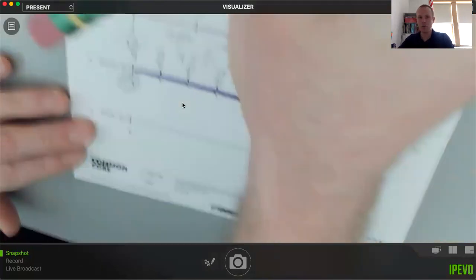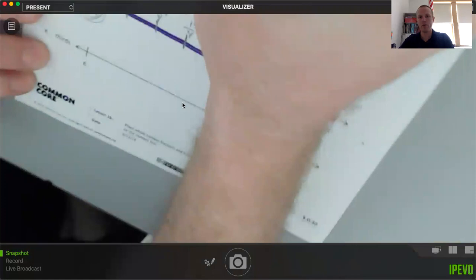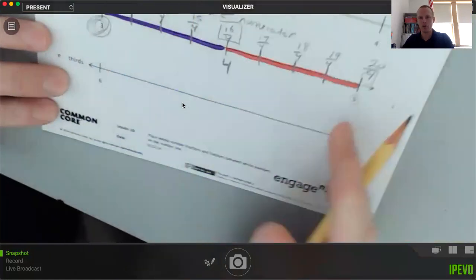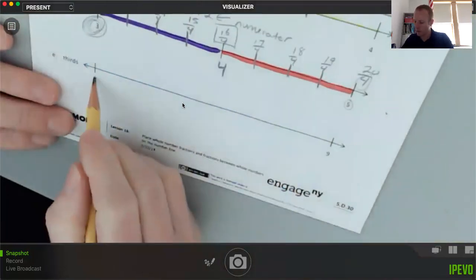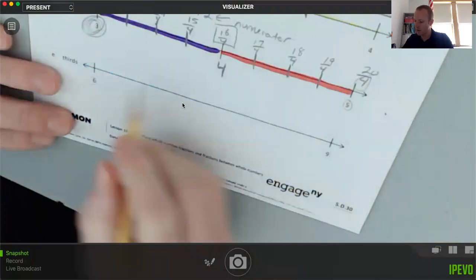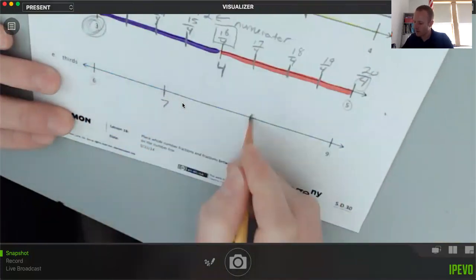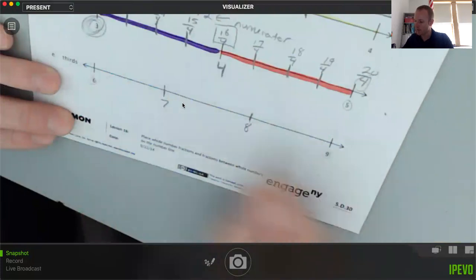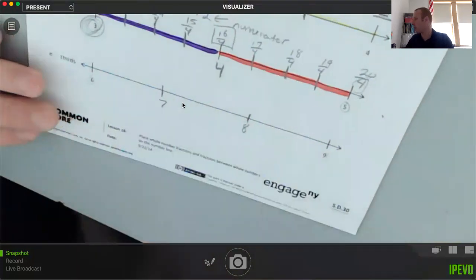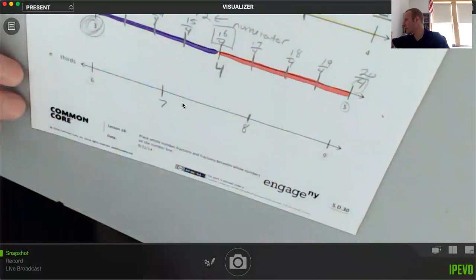So we take the whole number, multiply it by the denominator, and then we get our numerator. Let's do that on the bottom one. Now we've upped the level of difficulty here on the last one, because we're going from 6 to 9. So we have to have 6 to 7 on there, and then 7 to 8, and then 8 to 9. So we have 3 wholes on our sheet, which means I am short a marker and I need to get one more.